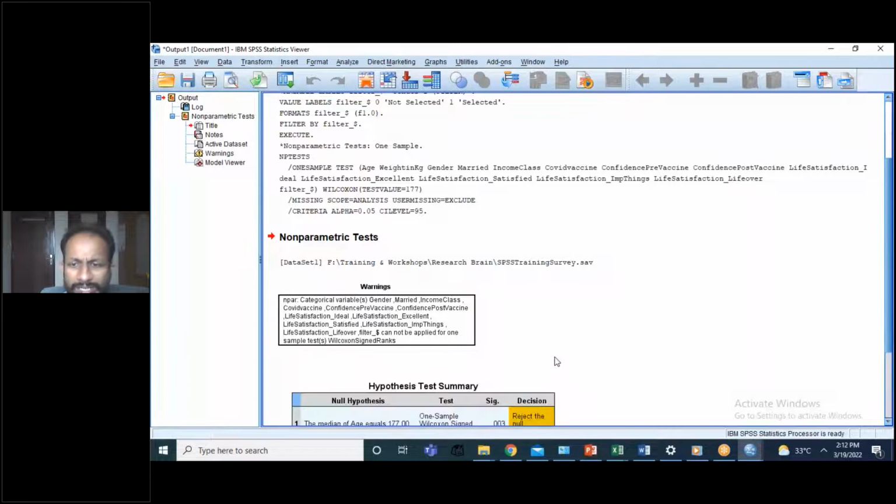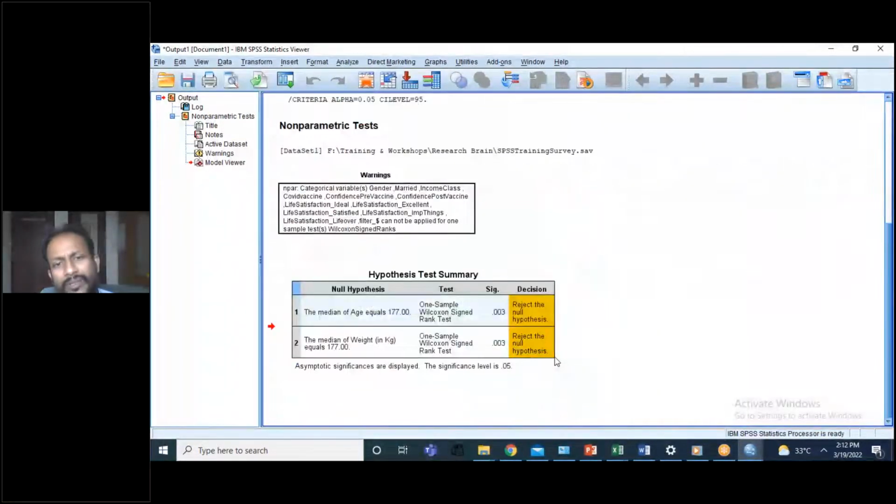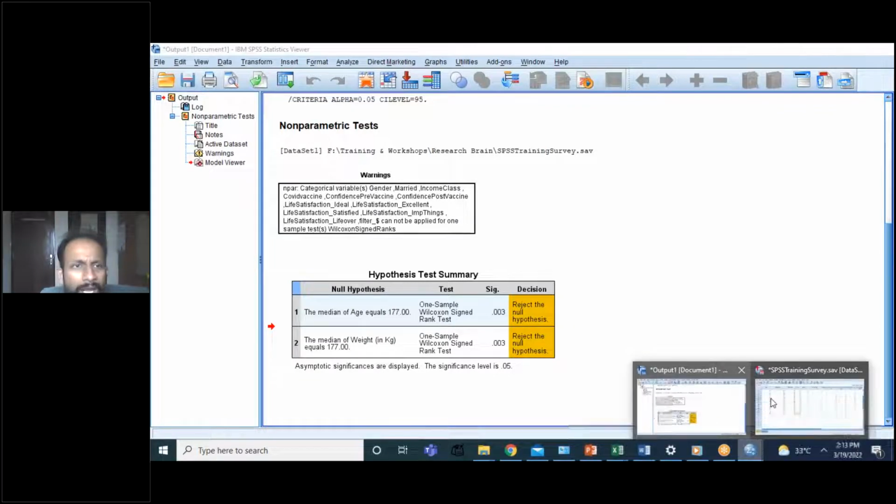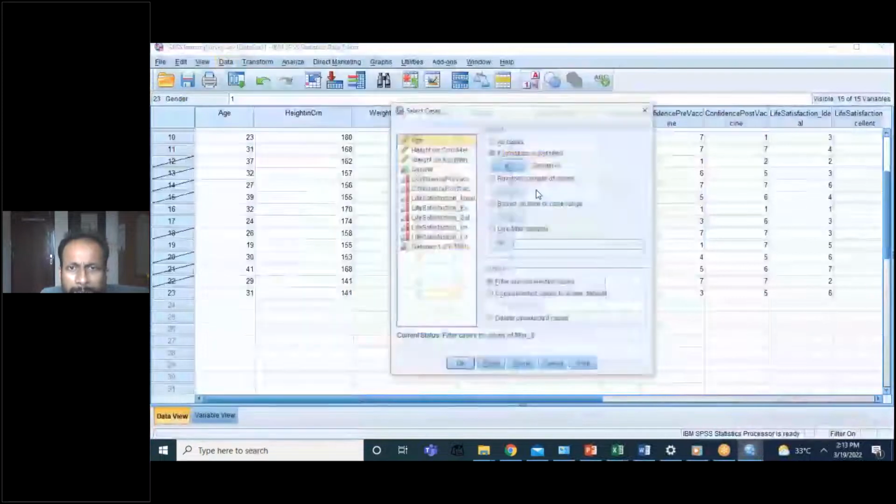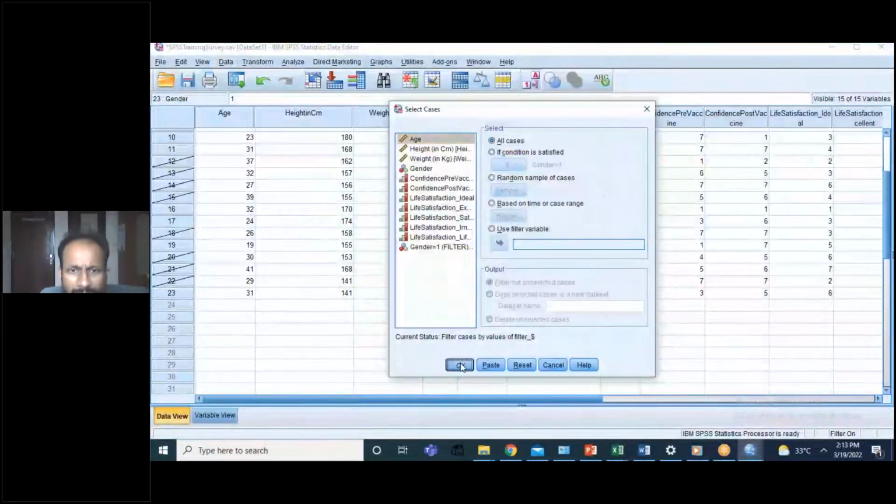Yes. So you can see that in this test also, when we are doing it against 177, which is the national average of male, you are rejecting the null hypothesis. That means there is a significant difference in the average height of men of our class compared with the national average. Now, I'm removing the filters. Click on all cases.